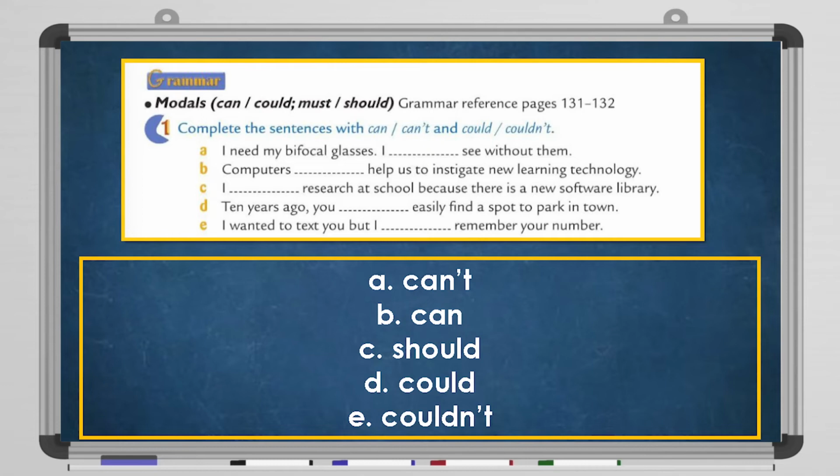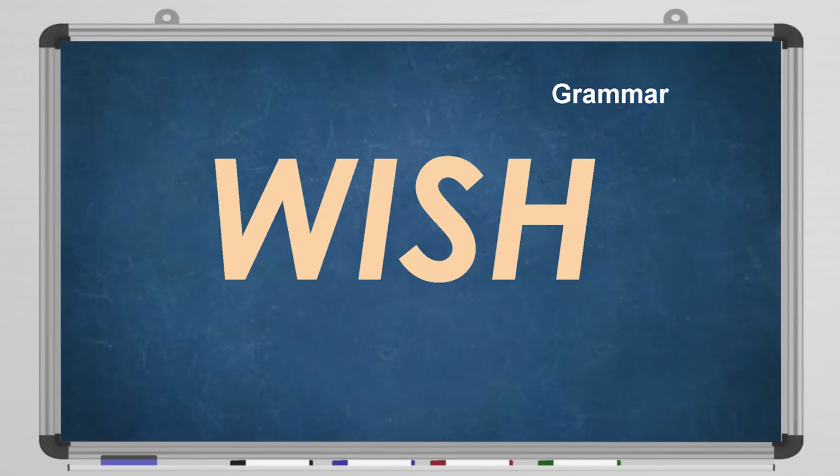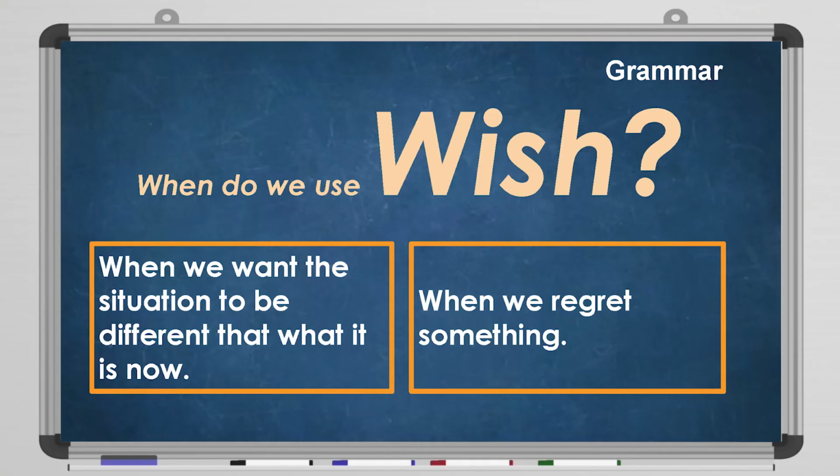Well done. Now, do you know the wish rule? Wish means I am wishing for something or I want something. But here we use wish for different reasons. When do we use wish? We use wish for two reasons. When we want the situation to be different from what it is now, or when we regret something.